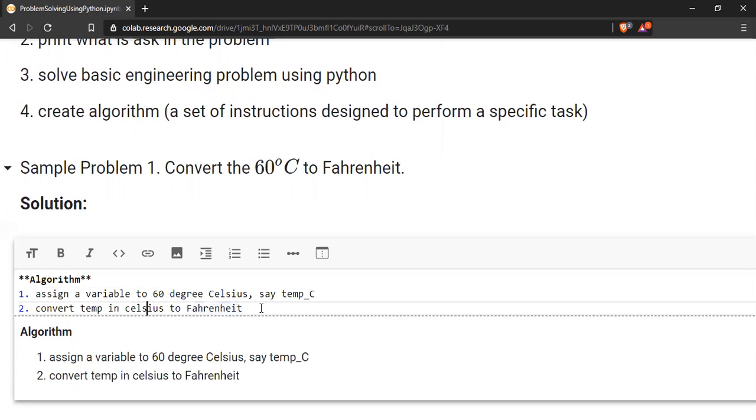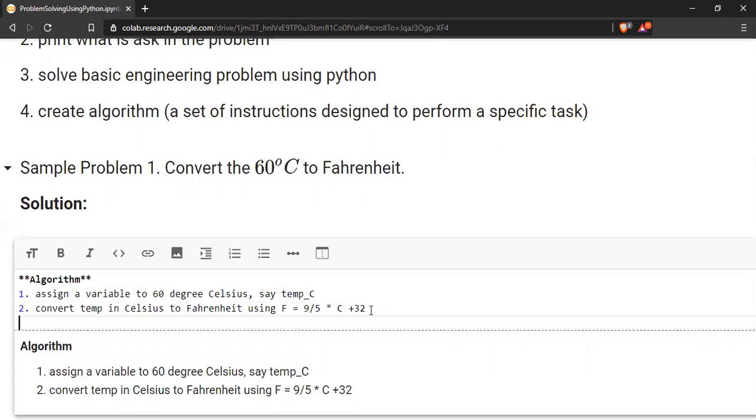We are going to convert temperature in Celsius to Fahrenheit using the formula. Can you still recall the formula? F equals 9 over 5 multiplied by C plus 32. This is your formula to convert degree Celsius to degree Fahrenheit. But we will not be using F and C here. Instead, we will be using the variables that we will be creating.